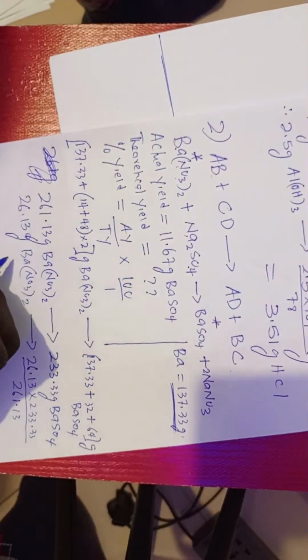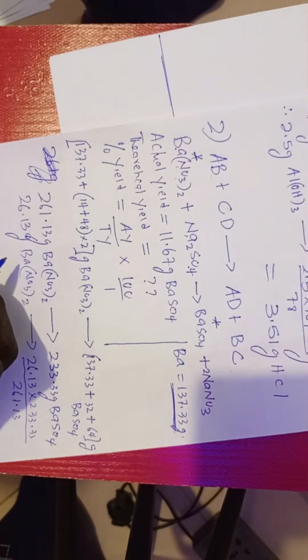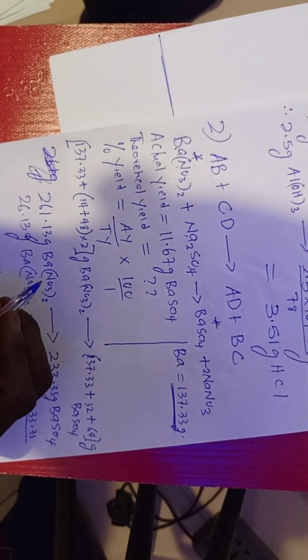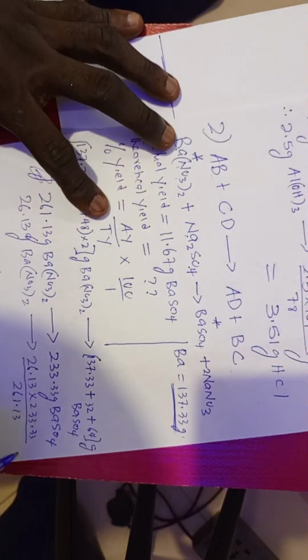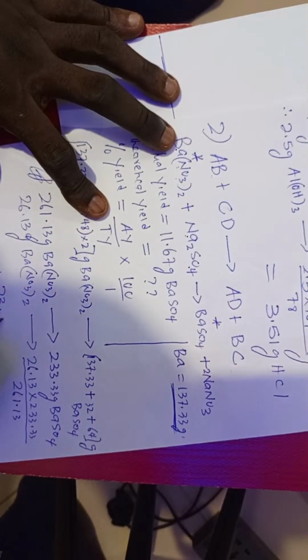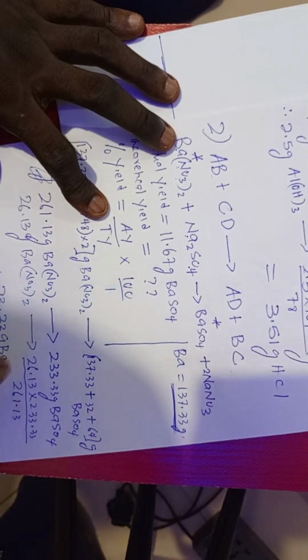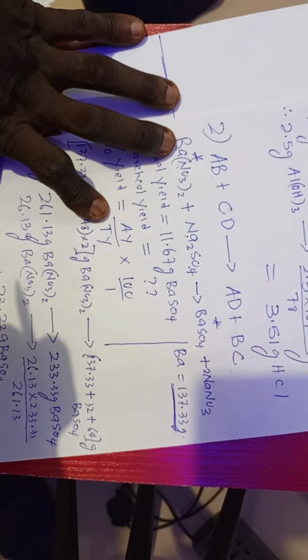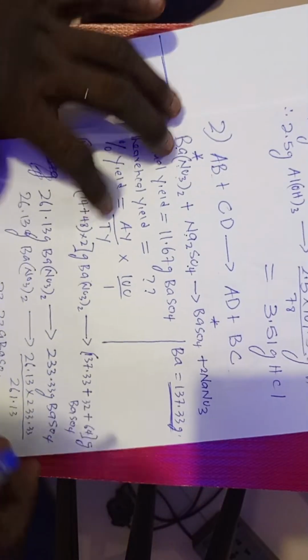We are going to obtain, let me see. Please work that out. We're going to obtain what? We're going to obtain 23.33. So we have 23.33 grams of barium sulfate. What we just calculated right now is called the theoretical yield of barium sulfate.